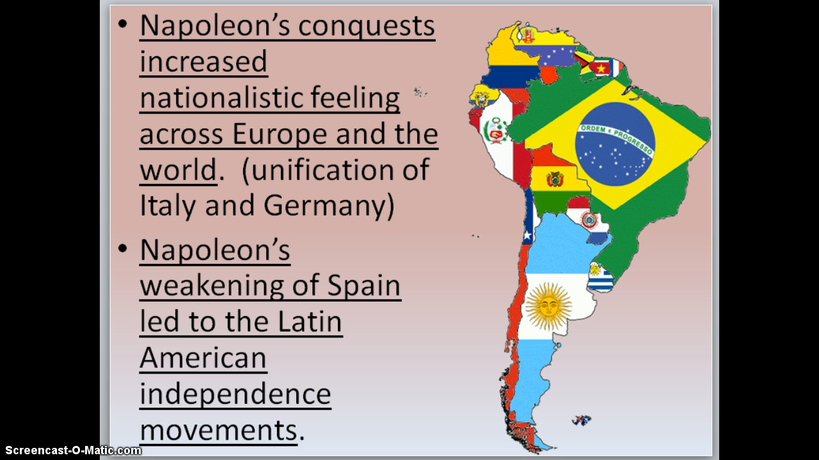And that caused a lot of conflict, and eventually what we call the Latin American revolutions, where they rose up and they fought and they kicked out Europe and became their own independent republics. Not always with good effects, but they did try to stand up for themselves.